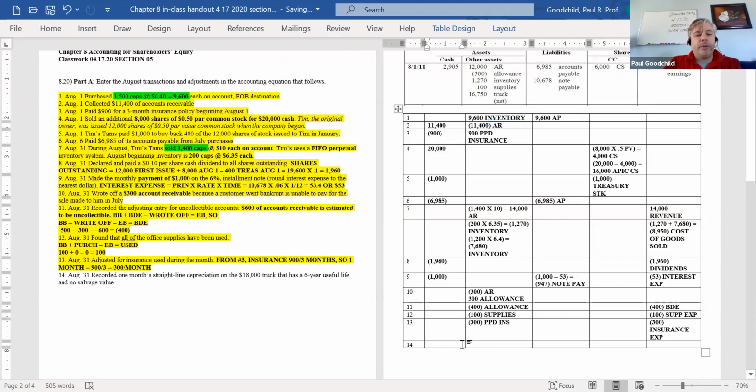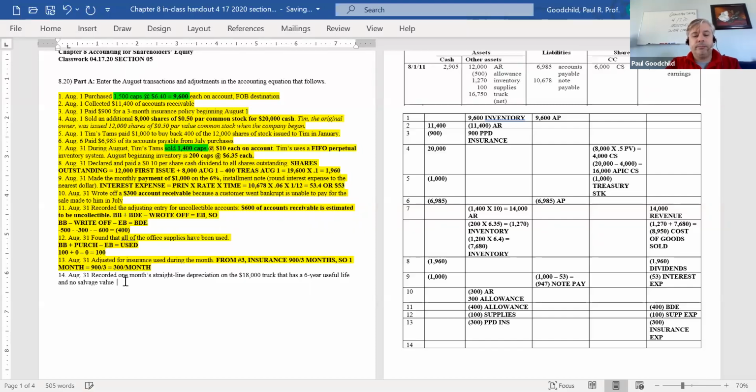And then for 14, it says recorded 1 month straight line depreciation on the truck that has a 6-year useful life and no salvage value. So remember, straight line depreciation is equal to historical cost minus salvage value divided by the useful life.